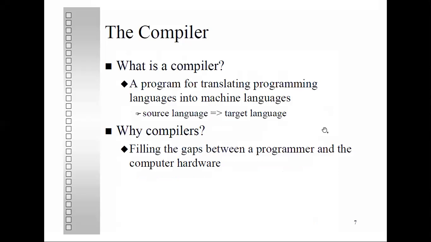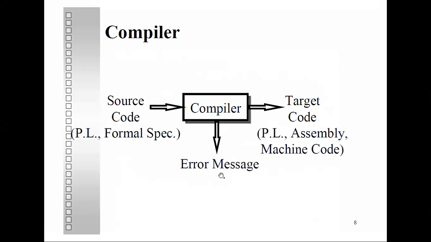Okay, so this is the compiler. What the compiler does is translate a programming language into machine language. The source language is converted into a target language. So why a compiler? It fills the gap between the programmer and the computer hardware. So how is it understood?